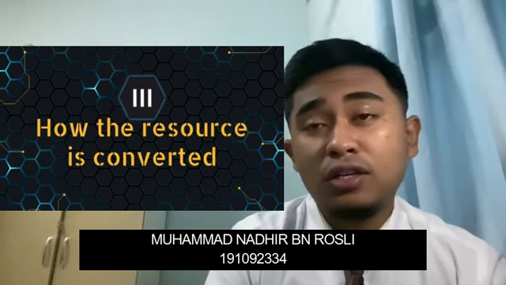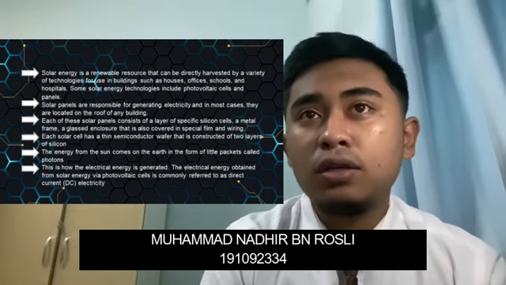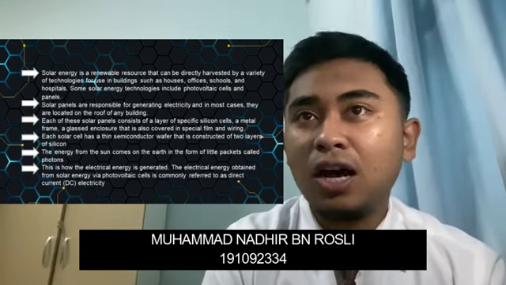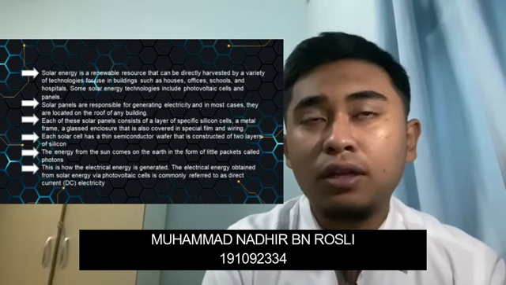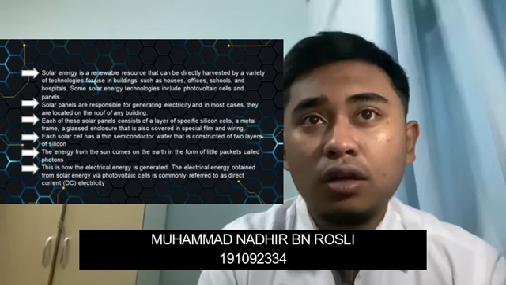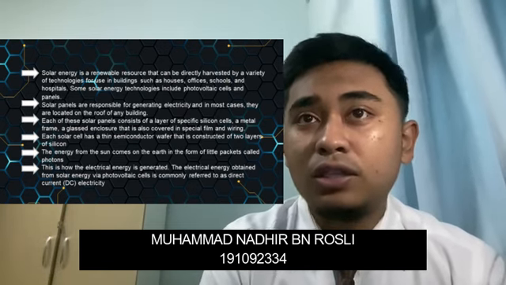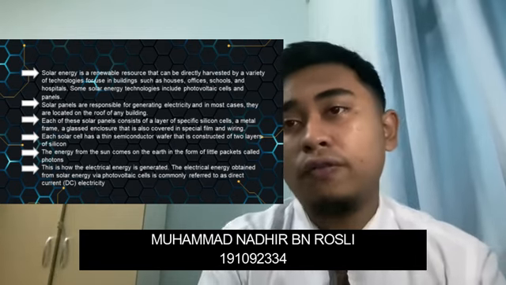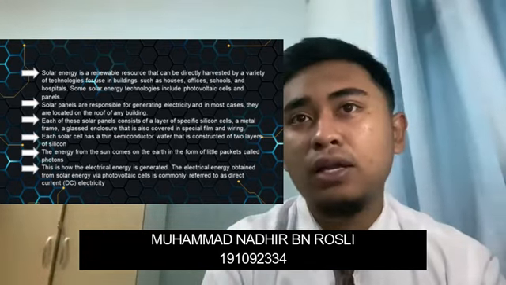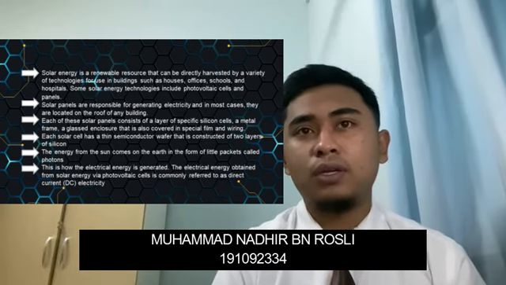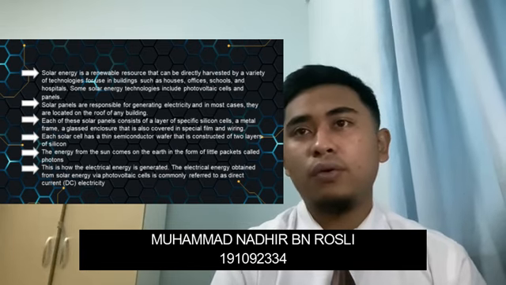So next, how the resource is being converted. Solar energy is a renewable resource that can be directly harvested by a variety of technologies for use in buildings such as houses, offices, schools and hospitals. Some solar energy technologies include photovoltaic cells and panels. Solar panels are responsible for generating electricity, and in most cases they are located on the roof of a building. Each solar panel consists of layers of silicon cells, a metal frame, and a glass enclosure that is also covered in a special film and wiring.